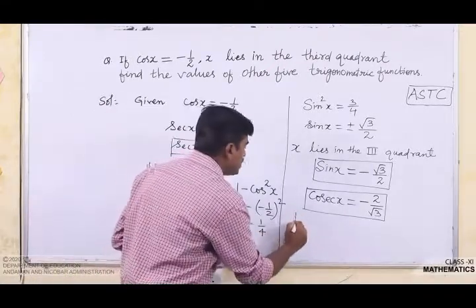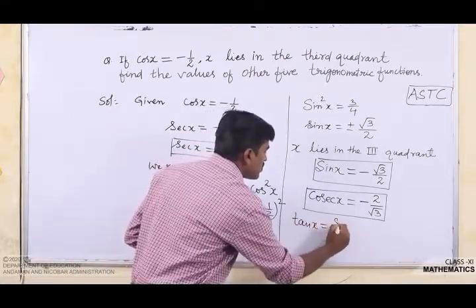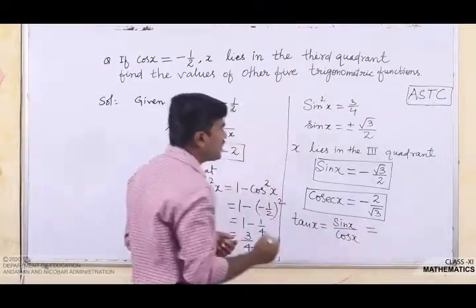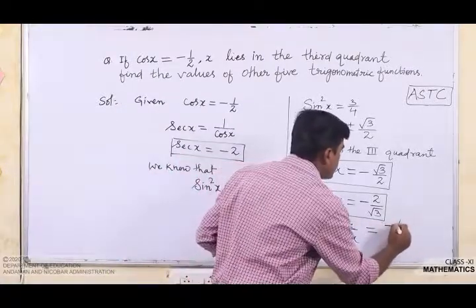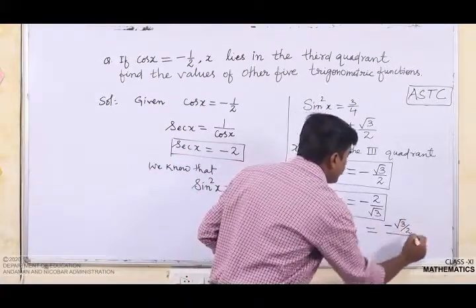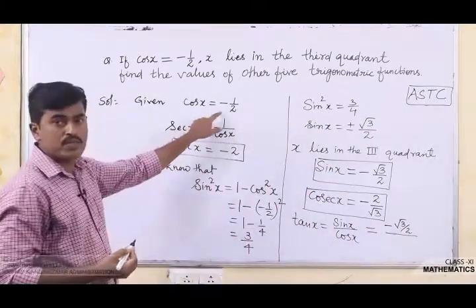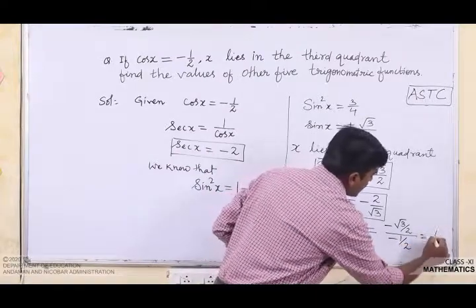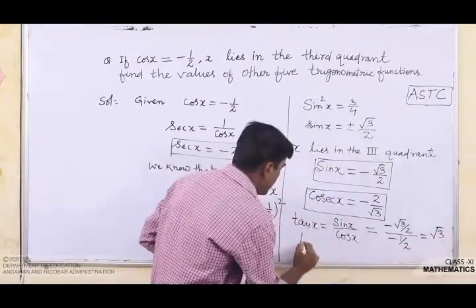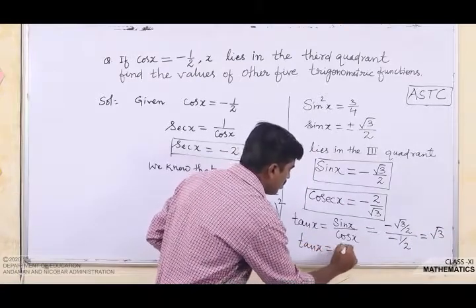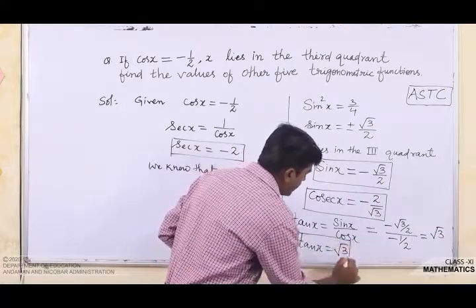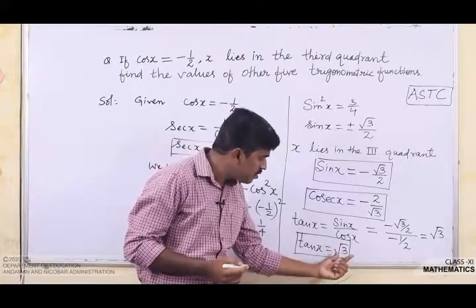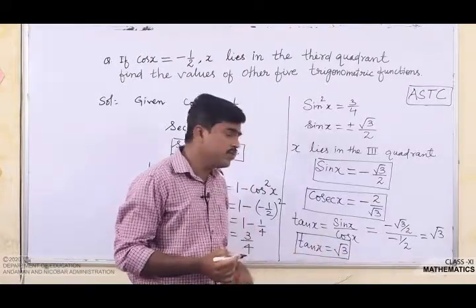What is tan x? We know that tan x is equal to sin x divided by cos x. So, just put the value of sin x. What is the value of sin x? That is minus root 3 upon 2. Then, what is the value of cos x? Cos x is equal to minus 1 by 2. So, it is minus root 3 by 2 divided by minus 1 by 2. Just simplify it, you will get root 3. So, the value of tan x is root 3. Here x lies in the third quadrant and in the third quadrant tan is positive. So, we also got the positive value of tan x, that is equal to root 3.